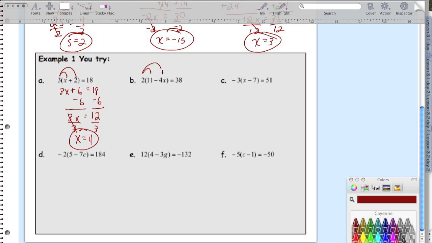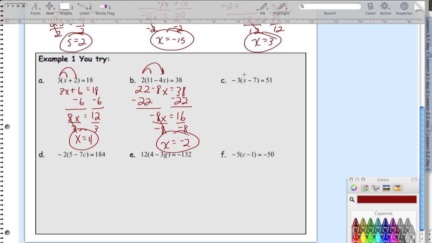Letter B. I'm going to distribute to simplify the left side. 22 minus 8x equals 38. Subtract 22 on both sides. Negative 8x comes down. Over here, I get 16. Divide by negative 8, divide by negative 8, x equals negative 2.